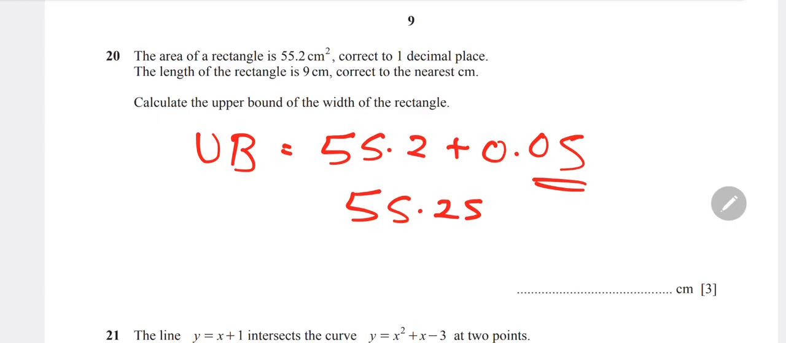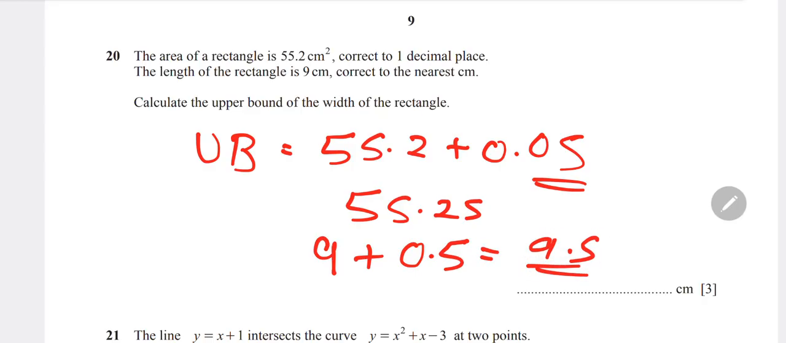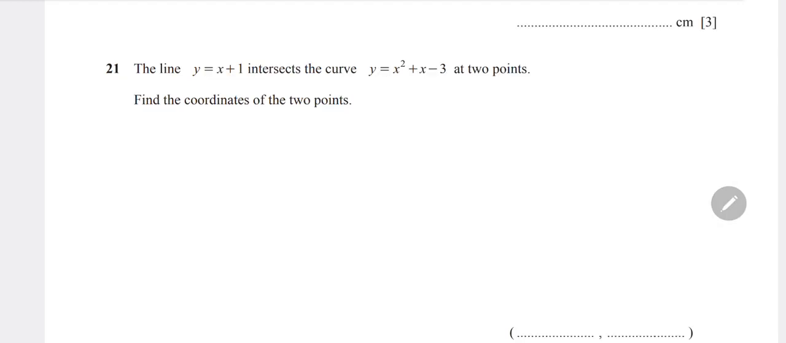55.25. And for upper width, 9 is given, and we just add 0.5 because no decimal is given. So 9.5. So upper bound width is 9.5, upper bound area is 55.25. So we have the answer of this question, 55.25 and 9.5. Now move to the next question.